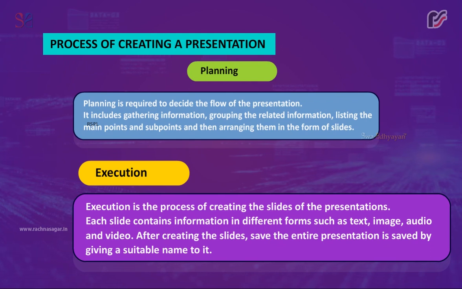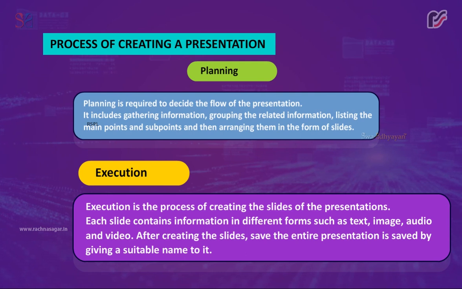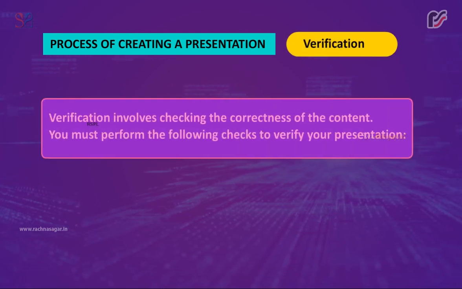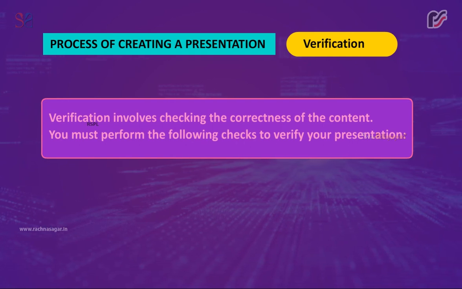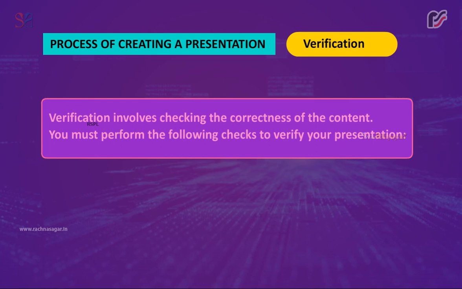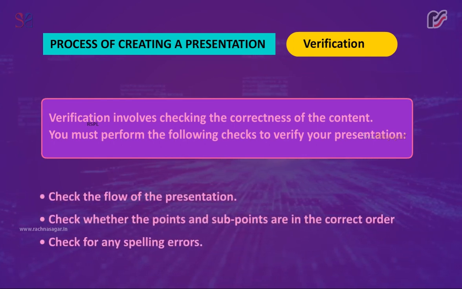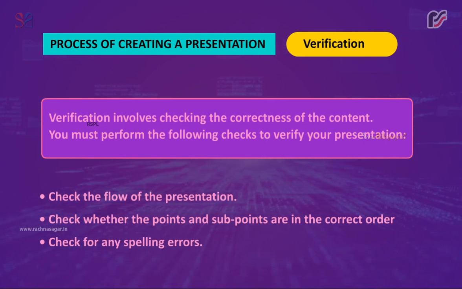Each slide contains information in different forms, such as text, image, audio, and video. After creating the slides, the entire presentation is saved by giving a suitable name to it. Verification. Verification involves checking the correctness of the content. You must perform the following checks to verify your presentation. Check the flow of the presentation. Check whether the points and subpoints are in the correct order. Check for any spelling errors.